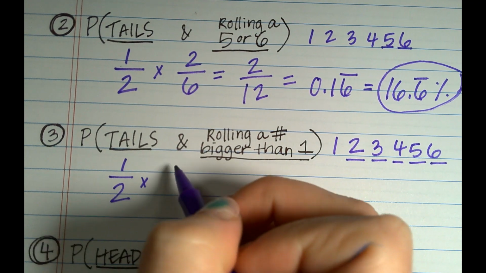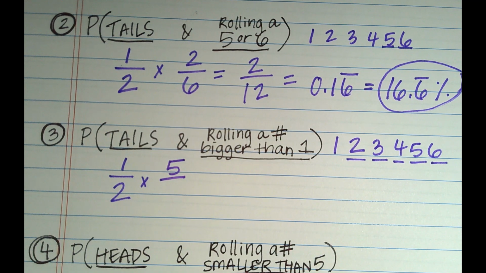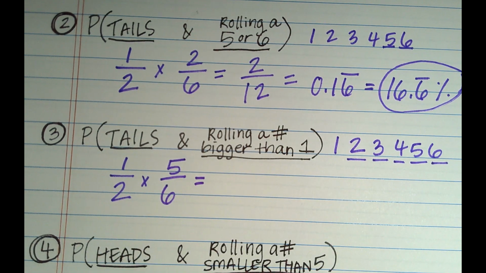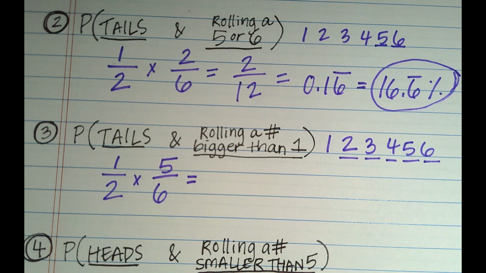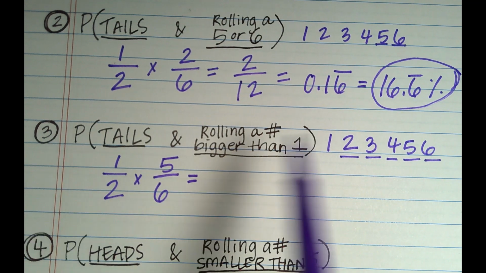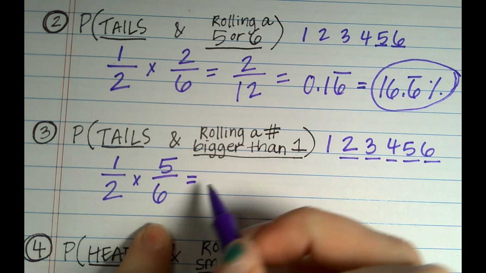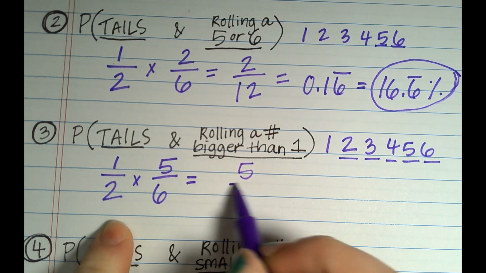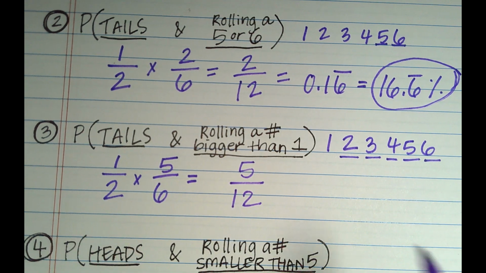So 5 is my number on top. How many options are there total? Still 6. All right. So now, what's our overall probability of both of these happening? Or not percentage, let's get the fraction first. What will that be? 5/12. Yes, 5/12. 1 times 5, 2 times 6.